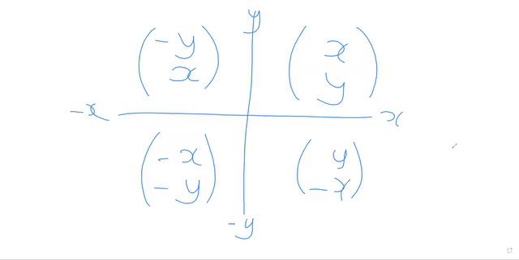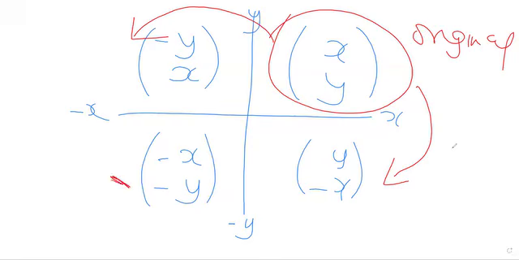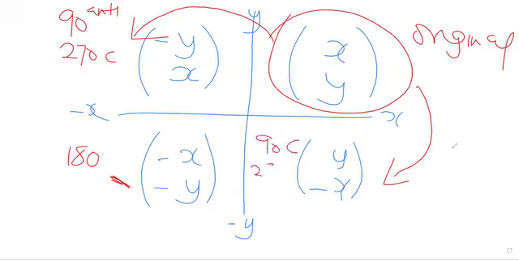So this is the original graph. If you want 90 clockwise, you just come here, and that is y, negative x. If you want 90 anti-clockwise, you come left, and that is negative y, x. If you want 180, that is here. So this is 90 anti or 270 clockwise. And this is 180 clockwise and anti. And this is 90 clockwise, 270 anti. And that's the summary. So these are the formulas that you need for rotation.